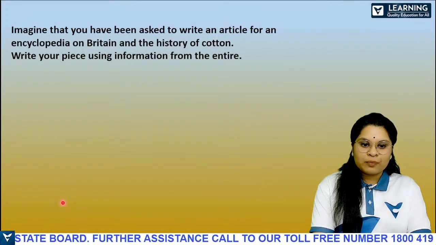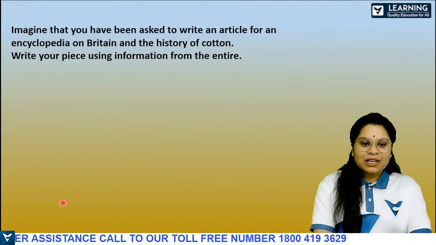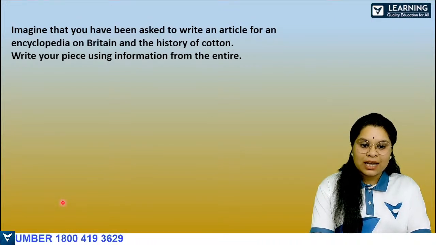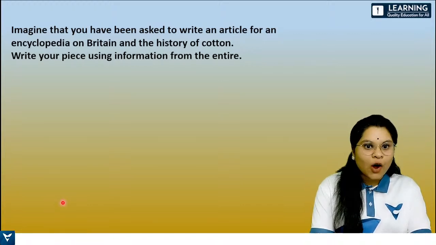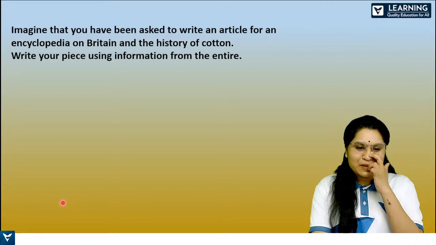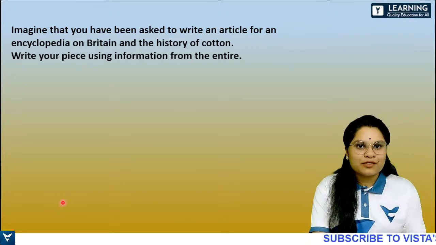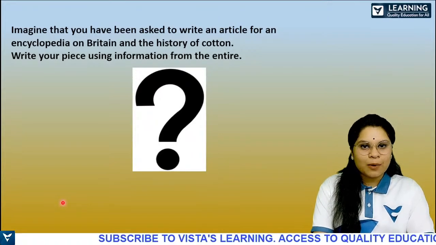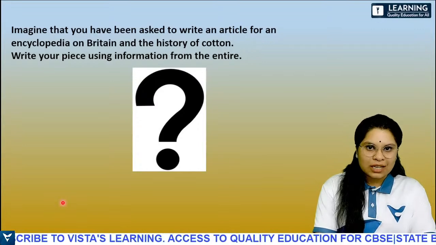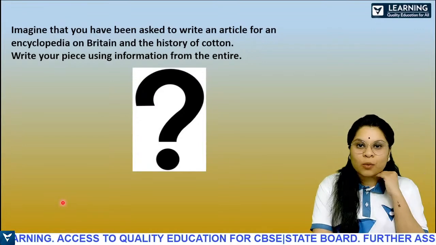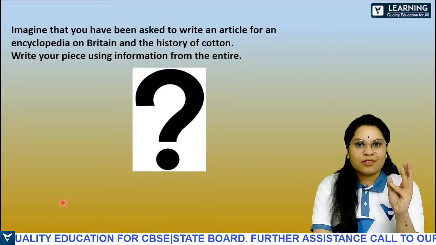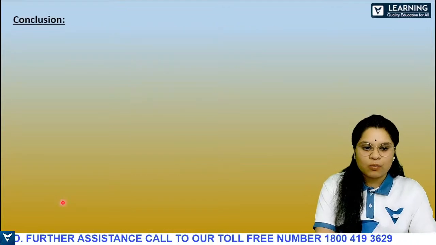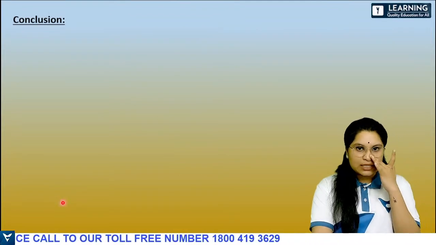Imagine that you have been asked to write an article for an encyclopedia on Britain and the history of cotton. Write your piece of information from the entire thing you have studied now. That's the homework for you. Just think about it and put a note from your side. What is your piece of knowledge after doing so much? What have you actually understood? How to write? What are the points? Everything I've mentioned. We'll see how you do it. That's a homework for you. So we're done with the question answers from the back side questions.